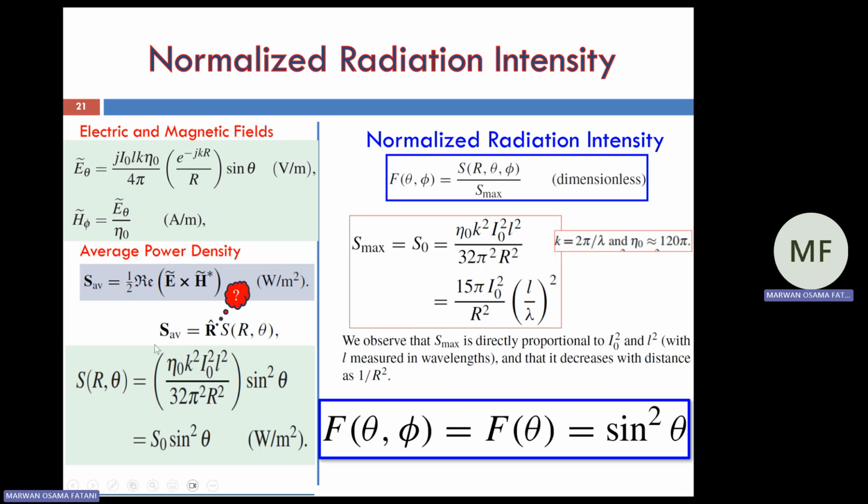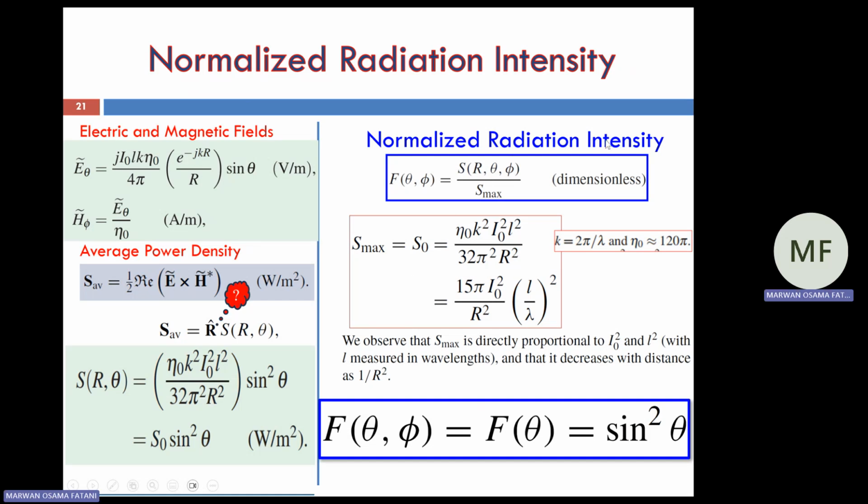So we have a couple of formulas here. We have the electric and magnetic fields, which we calculated from before. And we have our average power density, which is the curl of E with the conjugate of H. And if you do the math, you are going to get S_r theta is equal to all of this. And finally, we have our average power is S_0 sine squared theta.